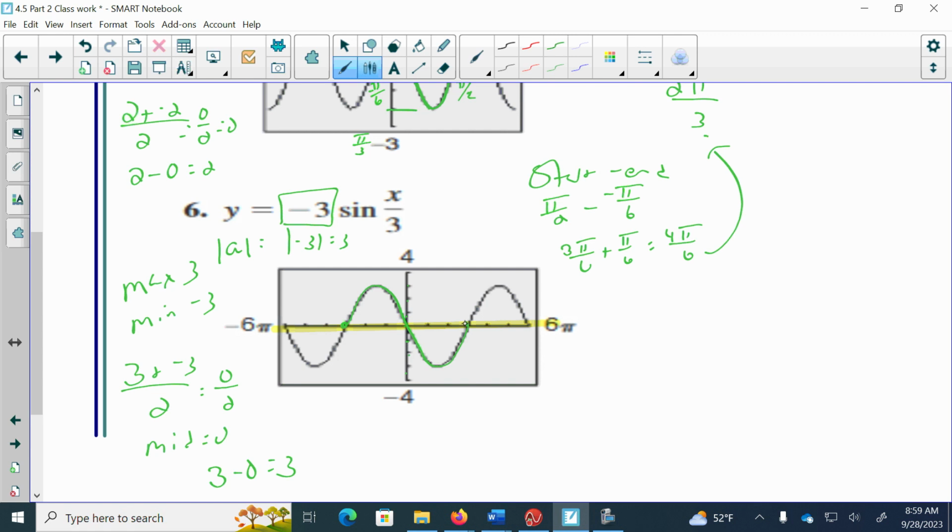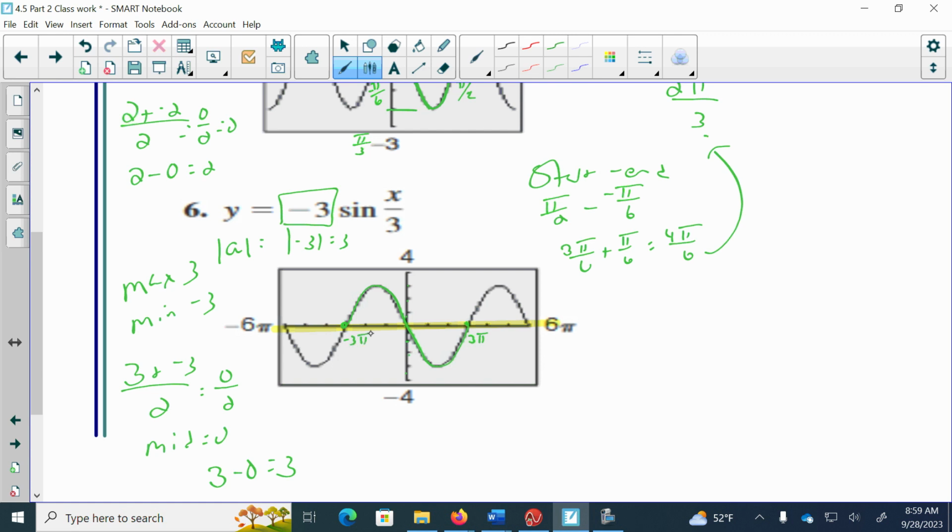So it looks like the end is 1, 2, 3, 4, 5, 6. So it looks like each tick mark is 1 pi. So this would be 1, 2. This would be 3 pi would be my end. And then it looks like my beginning is 1, 2, negative 3 pi.